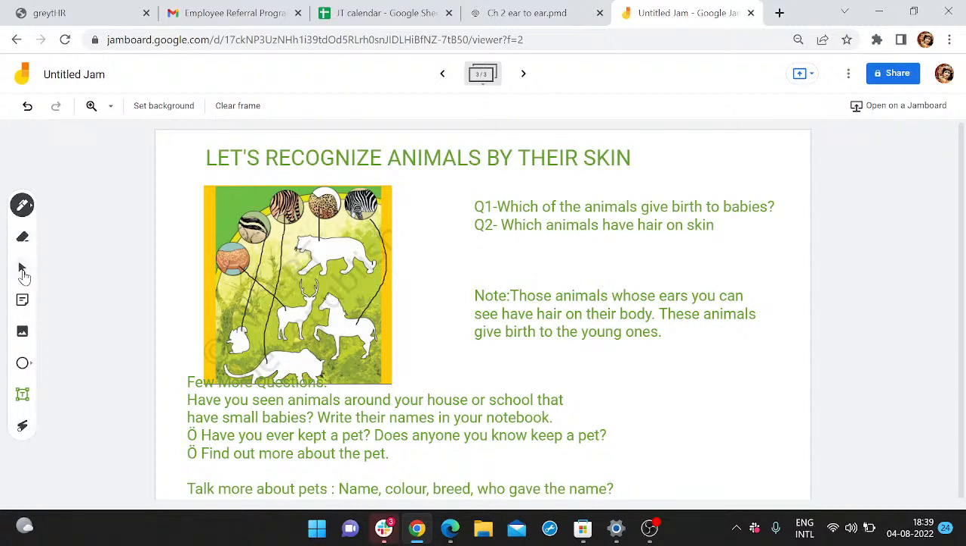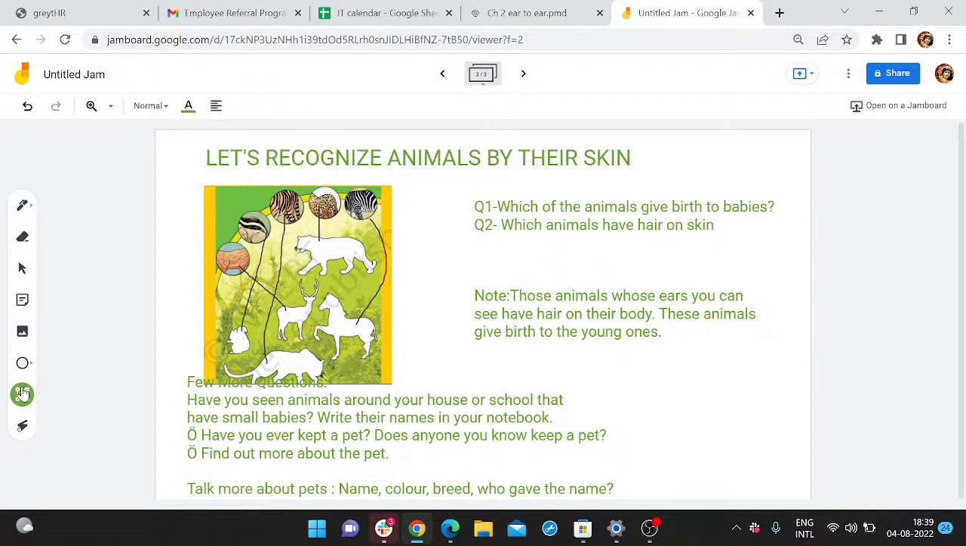So let's move on to another fact, which is animals which can give birth to babies. Have you ever seen cubs of cows and different babies of different animals? We have puppies for dogs, and we have little tiny ducklings of the mother duck. So you can see different babies of different animals.